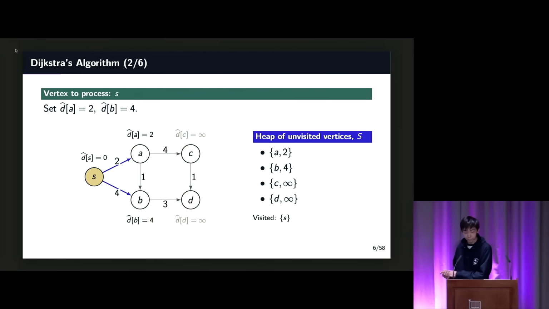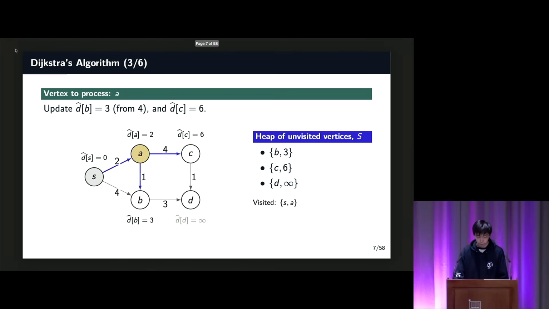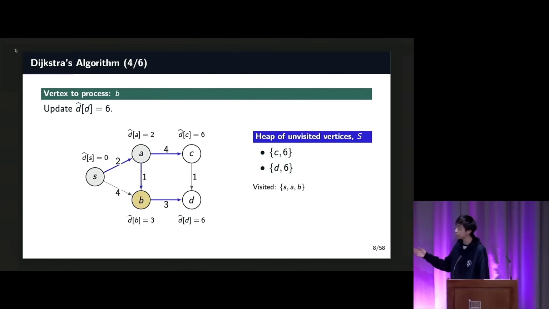Now, we look at the heap and find a vertex with minimum distance again. In this case, it is vertex A with distance 2. And so we extract A from the heap and update the distance estimates for vertices B and C. And after the update, vertex B now has the minimum distance among those in the heap. So we extract it from the heap and process it.